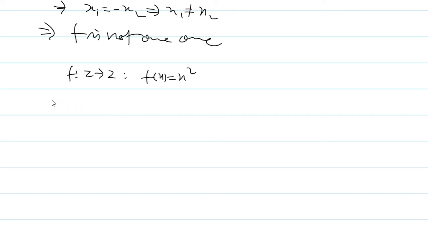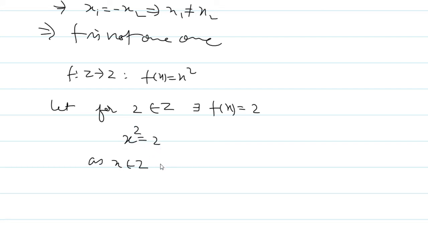Now let us assume, let's say 2 belonging to the codomain, there exists x such that f(x) is equal to 2. So from the definition of the function, we'll have x square equal to 2.